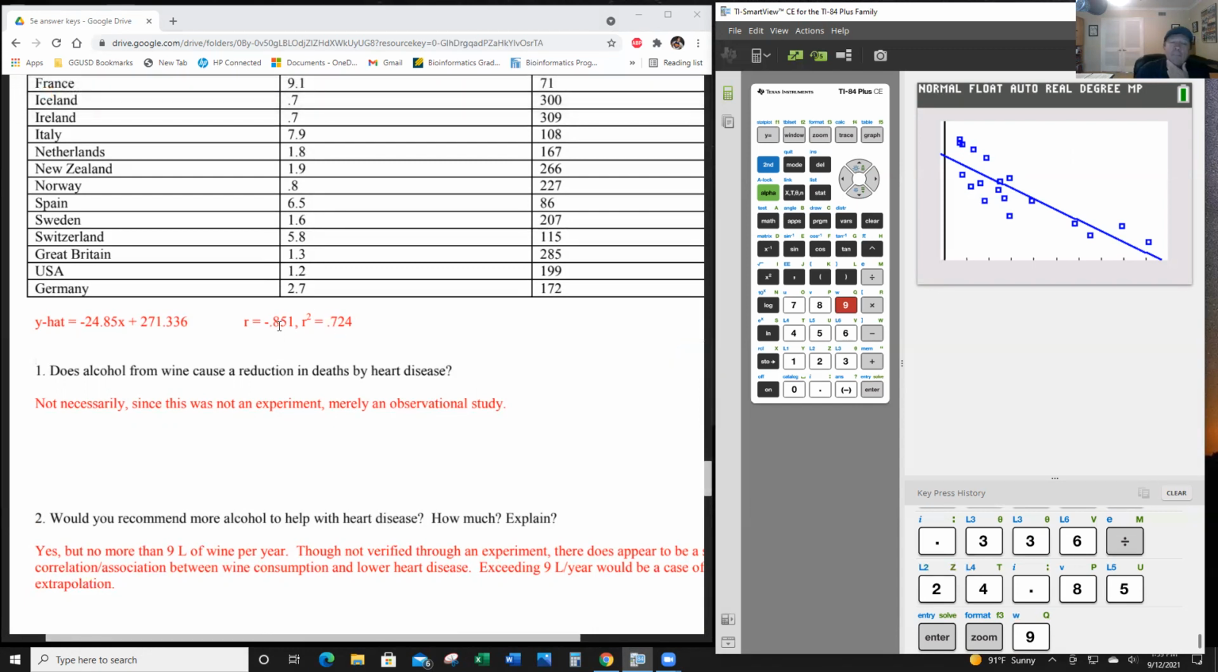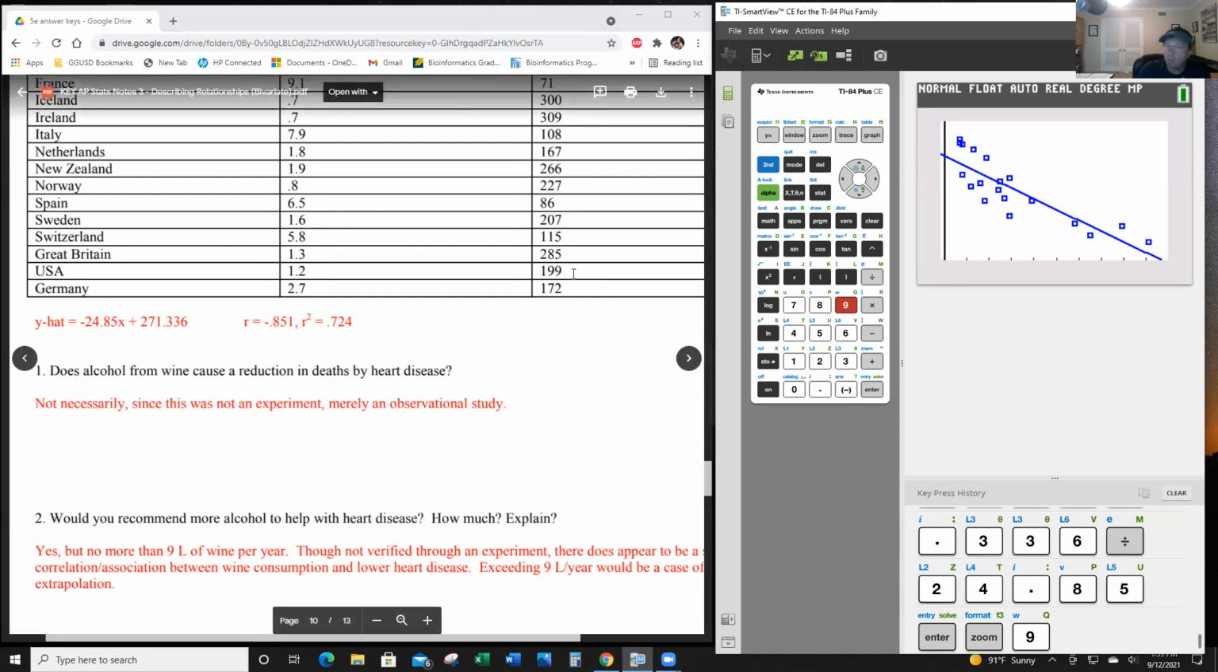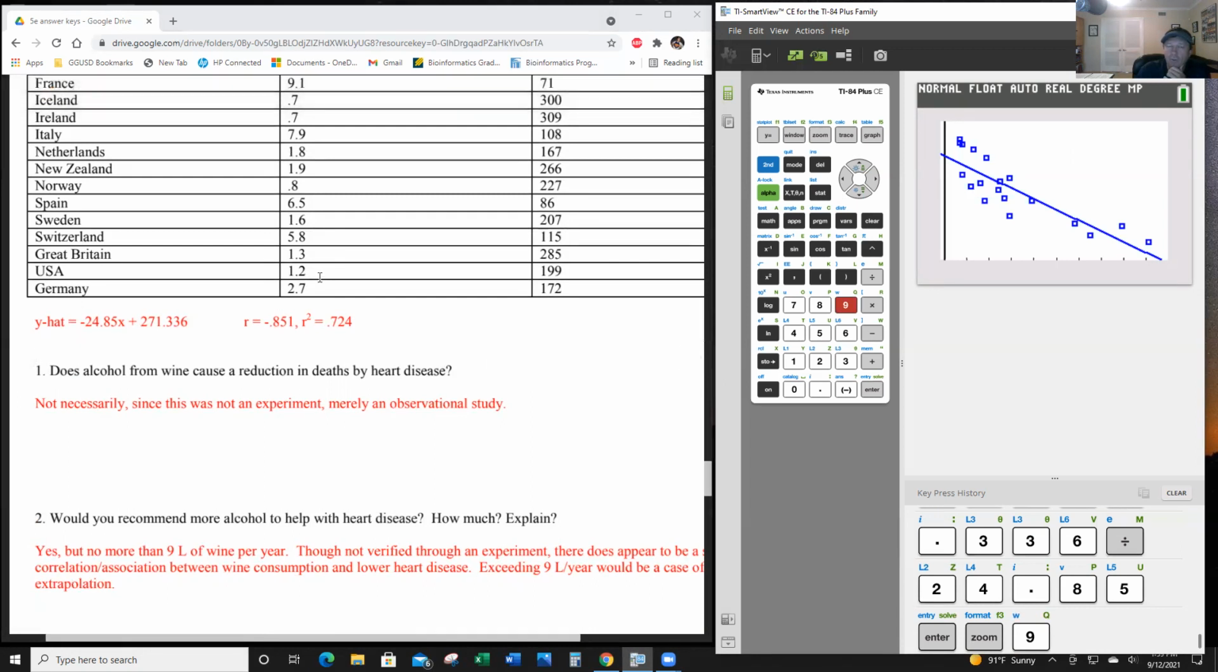Question 2 is, what does R squared mean? And by the way, the name of R is the correlation coefficient. What does R squared mean? R squared is a percentage. Its name is the coefficient of determination. So this is 72.4% of the variability in heart disease deaths is due to the amount of alcohol from wine you drink. Kind of an awkward statement, but that's a pretty big percentage. Okay, so that's number 1 and 2.